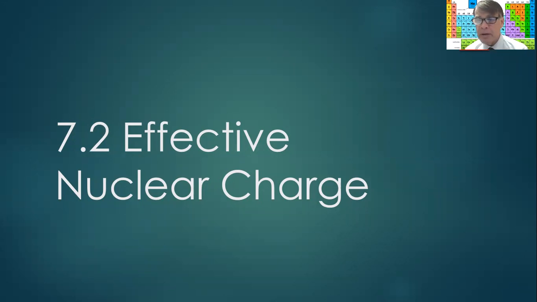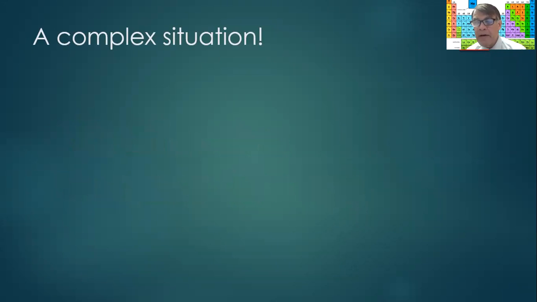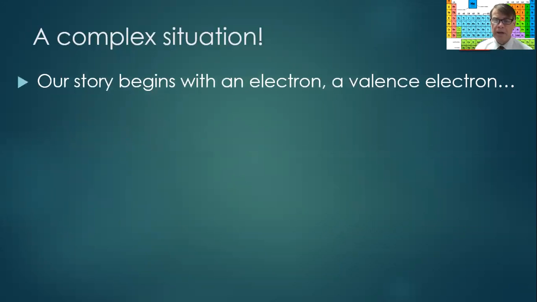What in the world are we talking about? What is that effective nuclear charge? The Z factor. What is that all about? Well, we have a complex situation. Let's say I'm an electron. I'm just hanging out here on the outskirts of the atom, whatever atom it is. Our story begins with an electron, a valence electron.